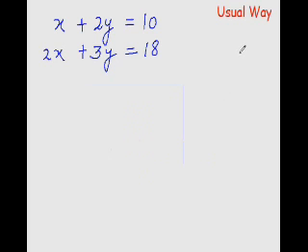Let me first tell you the usual way of solving the simultaneous equations. But before I do that, let me give you a brief introduction of algebraic equations. Alright, so anything that has an equal to sign is called an equation. Now equation has different parts. The alphabets that you are seeing, x and y, they are known as variables.